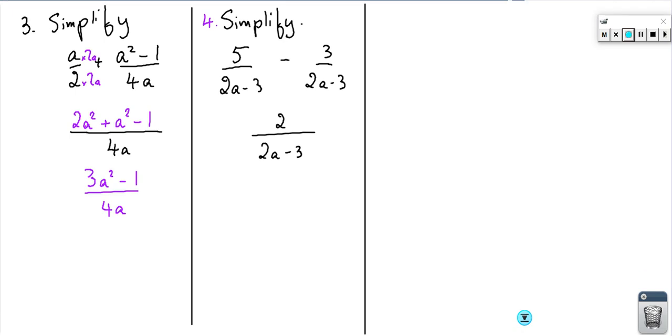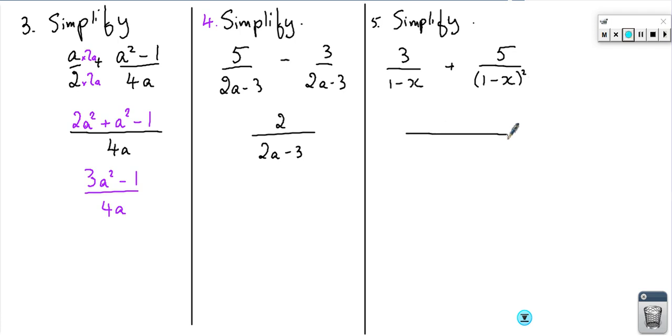Another example. Example number 5. Simplify. 3 on 1 minus x plus 5 on 1 minus x squared. Now, this time we need to find an LCM. The LCM is 1 minus x squared. Why? Because 1 minus x squared goes into 1 minus x squared, and I have to square this to get 1 minus x squared. So the LCM is 1 minus x all squared. So I need to multiply this by 1 minus x.